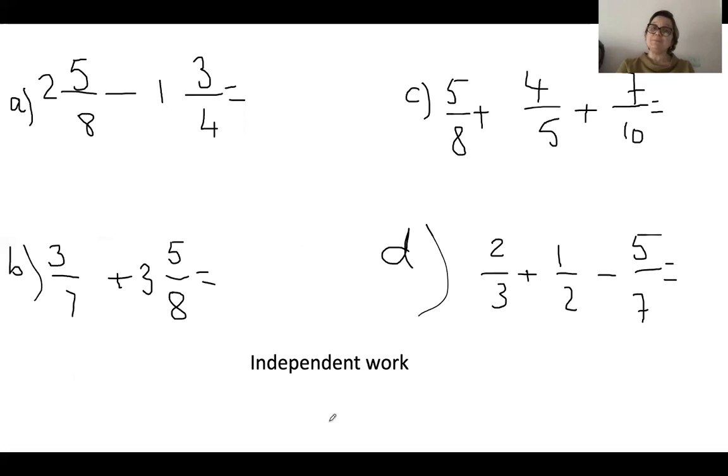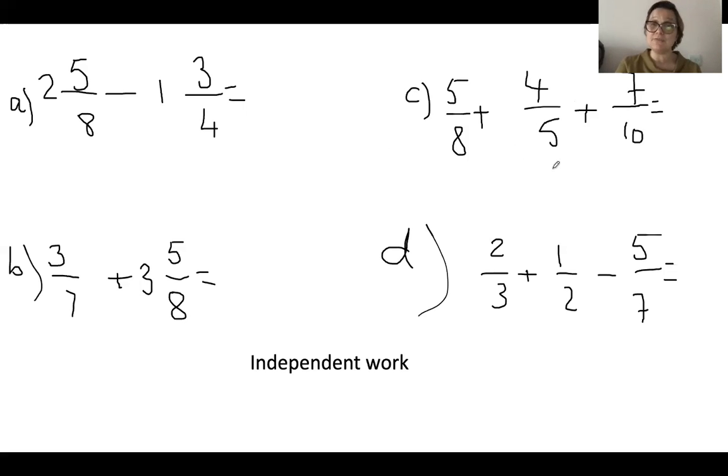Now, this is your independent work. You have a takeaway here, a subtraction, and an addition here. You have 3 different fractions here to add, and 3 different fractions with an addition and a takeaway. Now remember, mixed numbers, always change them to improper fractions, always. I would strongly advise you to do that.